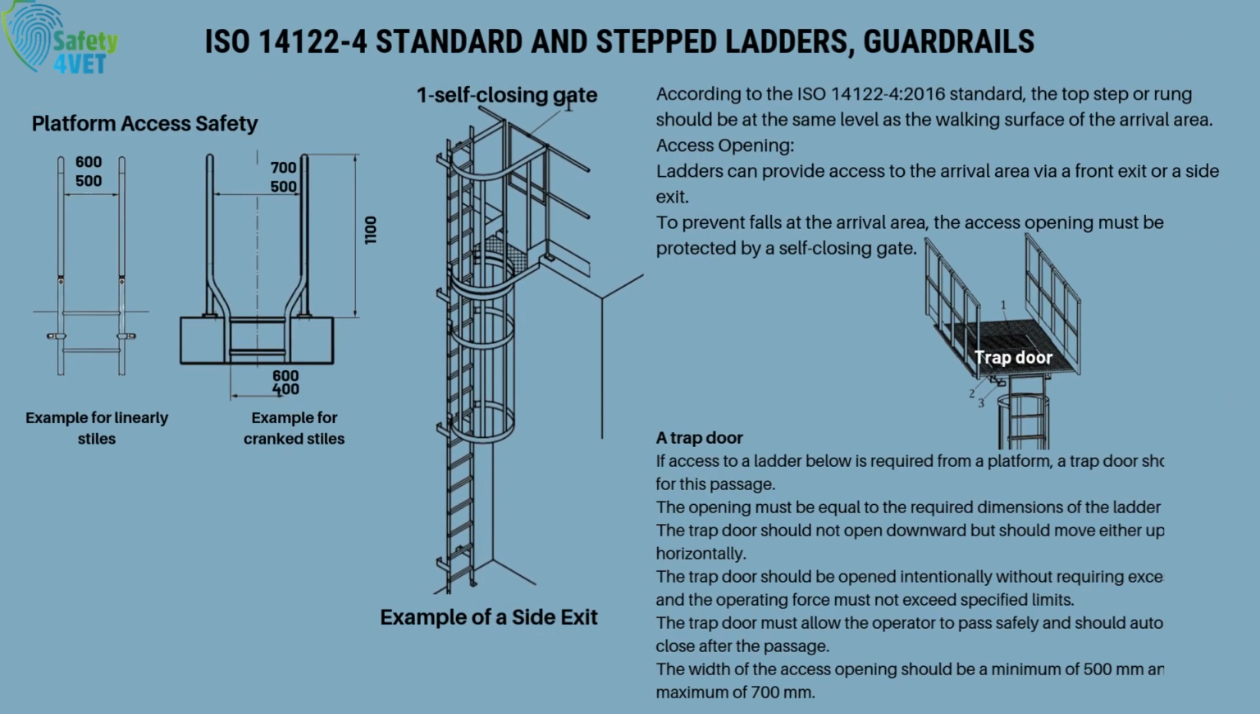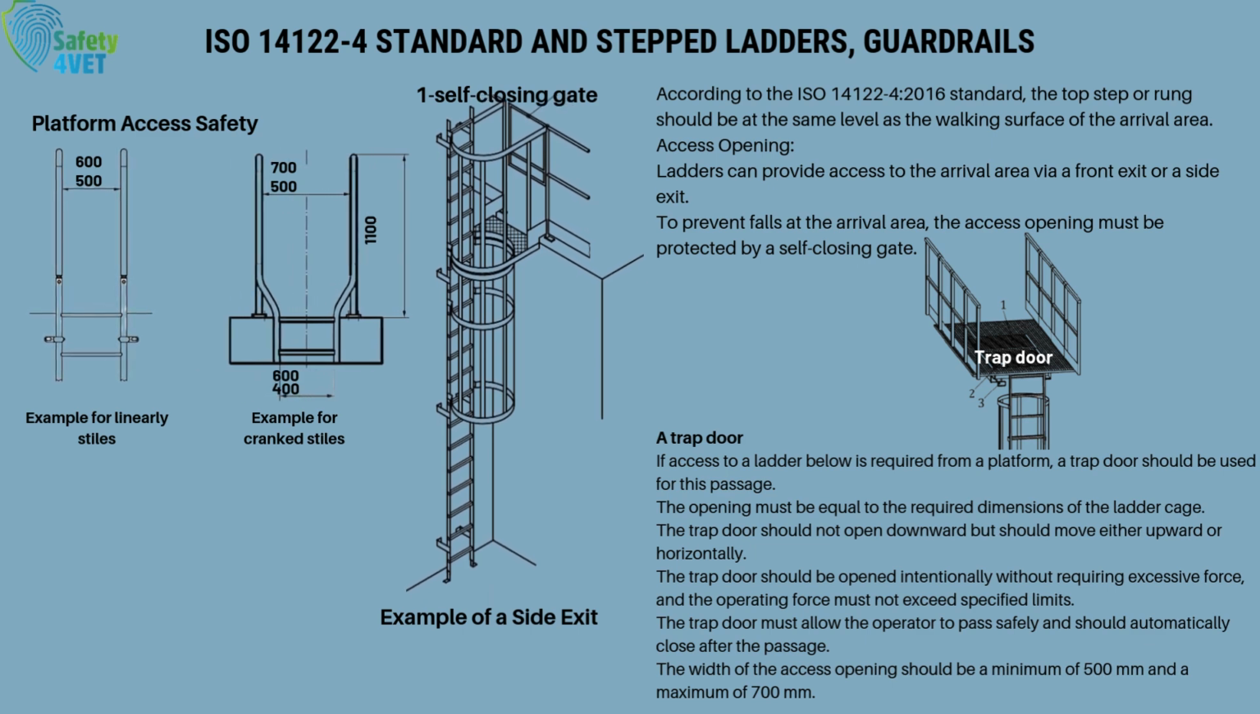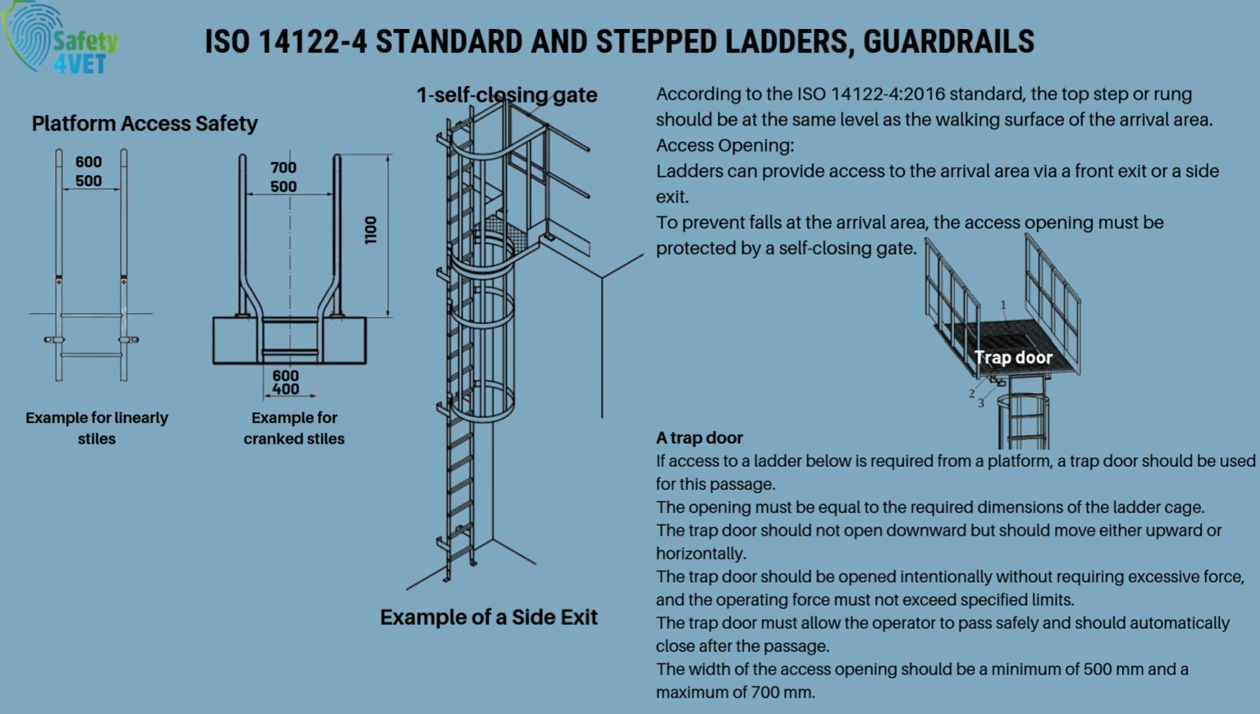According to the ISO 14122 standard, the top step or rung must be at the same level as the walking surface of the arrival area. This is an important requirement for safe transition. Ladders can provide access to the arrival area via front or side exits. However, to prevent the risk of falls, self-closing trapdoors are mandatory.